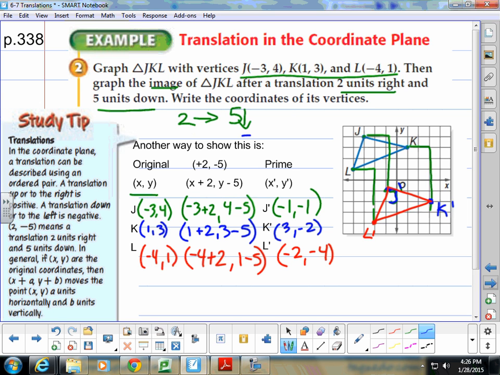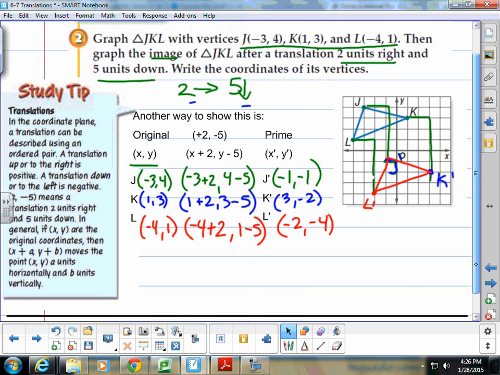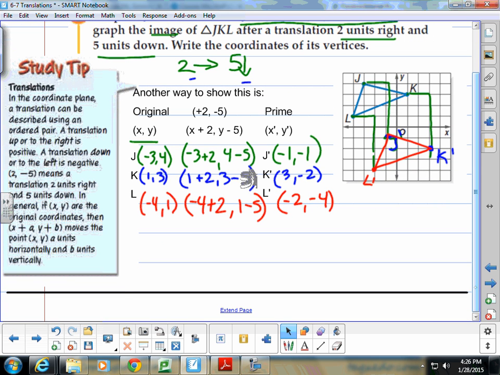Notice, down and to the right. So X and then Y. This is another way to show it. Pretty cool. Noticing there's just a study tip on the right here. It's kind of a long one. It just says that on a coordinate plane, a translation can be described using that ordered pair. Translation up to the right is positive. A translation down and to the left is negative. So what this 2, -5 means, like we have here, translate 2 to the right, 5 down. So that's kind of what just shows what we did.